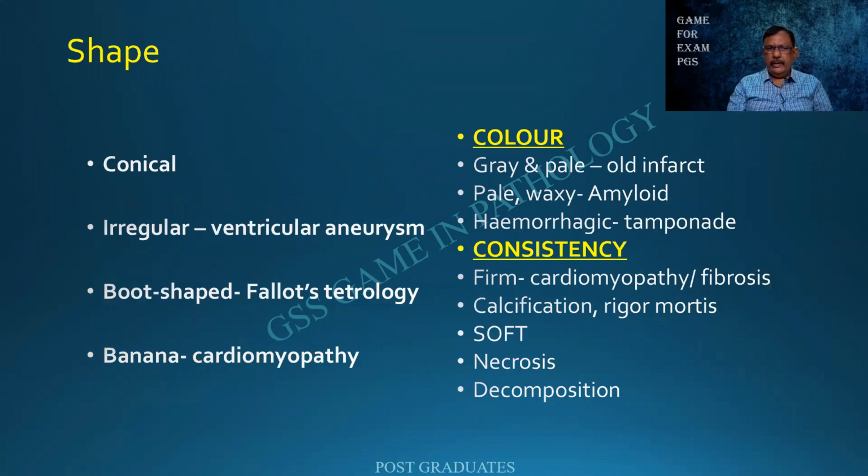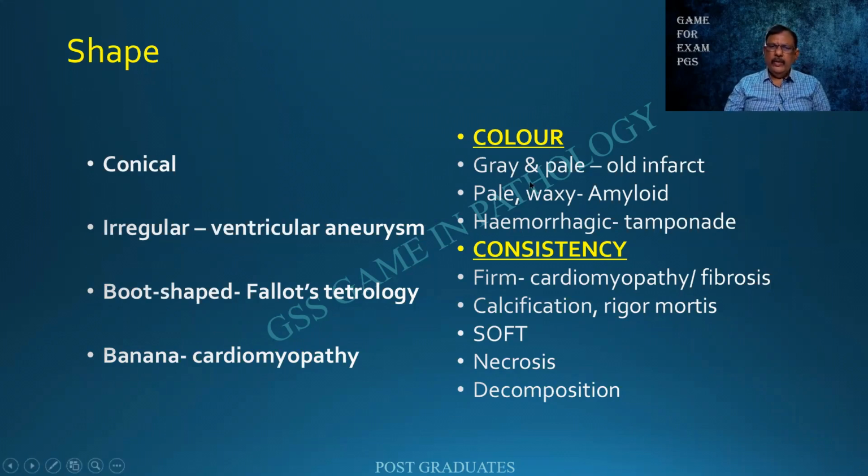The shape of the heart. It can be conical. It is usually conical. We have seen a couple of pictures. It can be irregular, as in the case of a ventricular aneurysm; there will be a bulge. It can be boot-shaped, as we had seen earlier, in tetralogy of Fallot. It can be banana-shaped, as in the case of cardiomyopathy. So they might ask you, is there any variation in the size, shape, etc.?